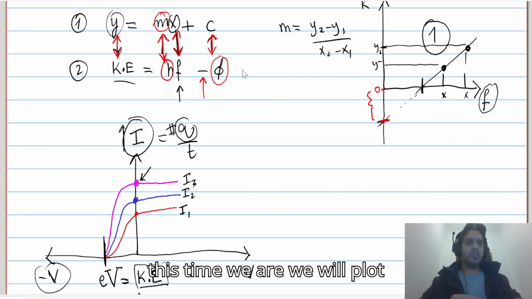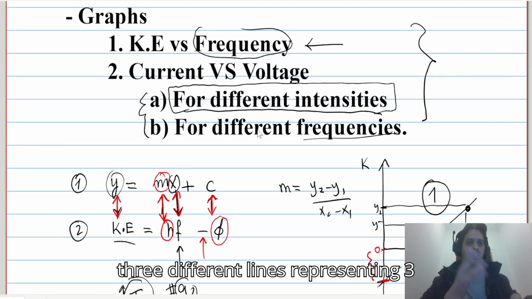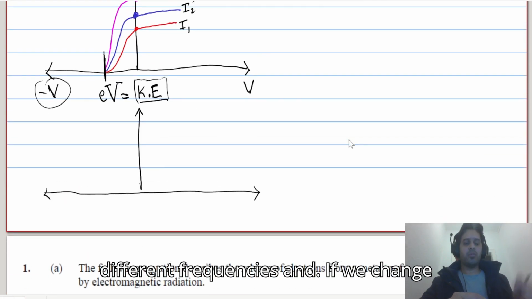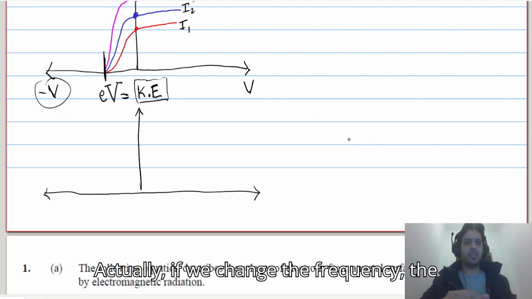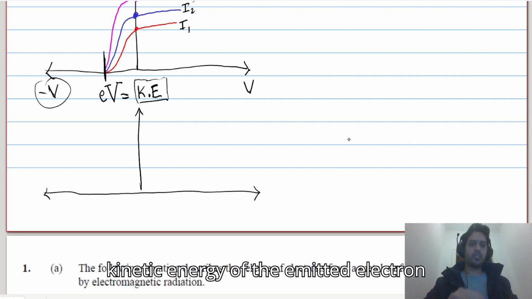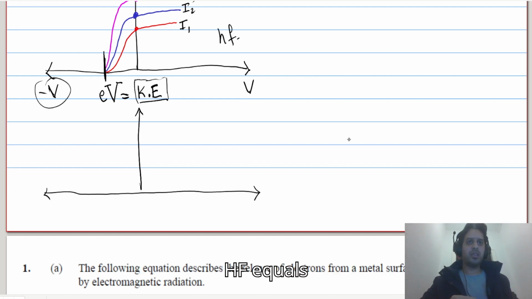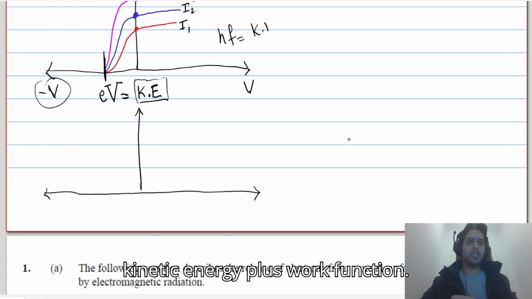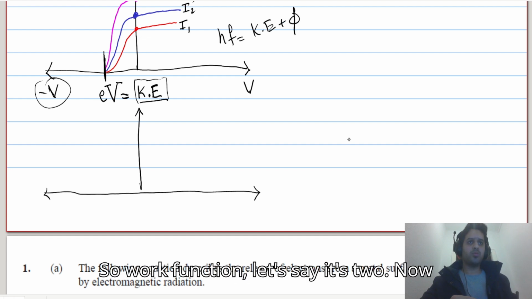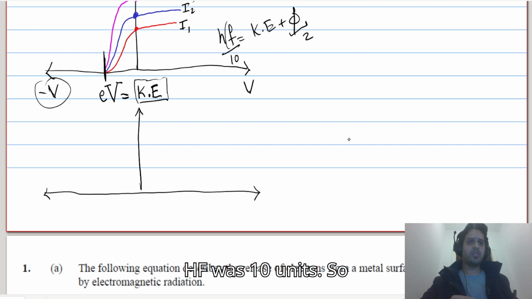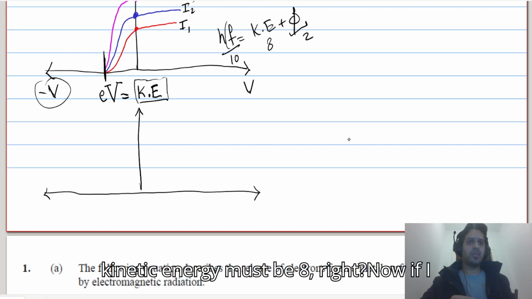Now this time we will plot three different lines representing three different frequencies. And if we change the frequency, what happens actually? If we change the frequency, the kinetic energy of the emitted electron will change, right? Because we know that hf equals kinetic energy plus work function. So work function, let's say it's 2. Now initially hf was 10 units, so kinetic energy must be 8, right?